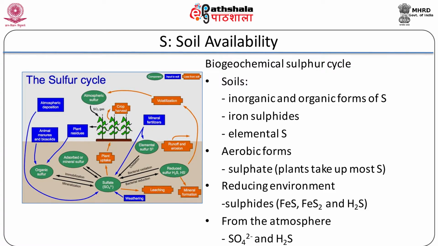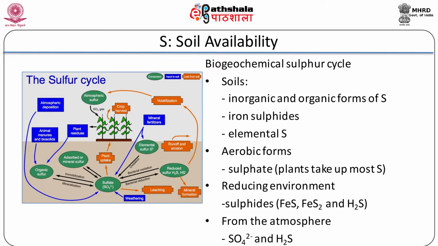The nutrient also forms a significant part of proteins and amino acids. Sulphur is crucial for ensuring the protein content of leguminous plants. The biogeochemical sulphur cycle is the interconversion of oxidized and reduced sulphur species on Earth. Soils contain both inorganic and organic forms of sulphur. Amongst the several other forms of sulphur found in the soils, iron sulfides and elemental sulphur are also important.